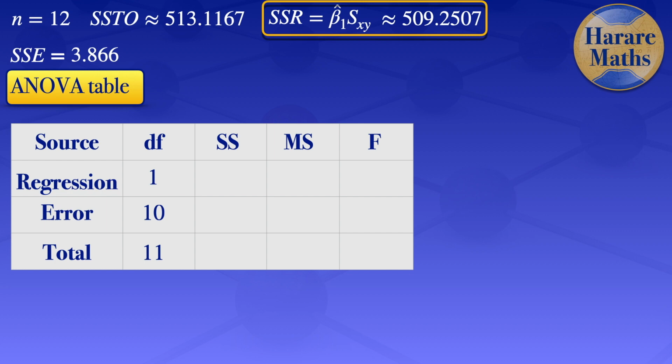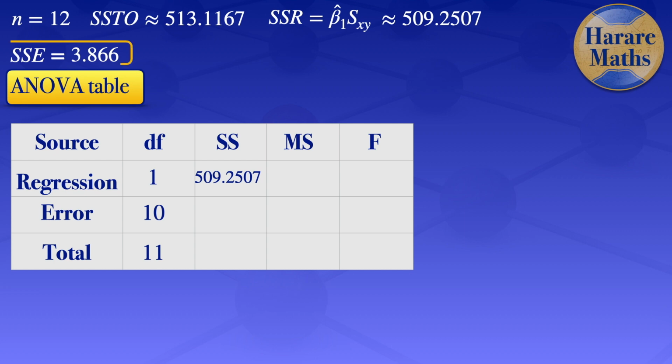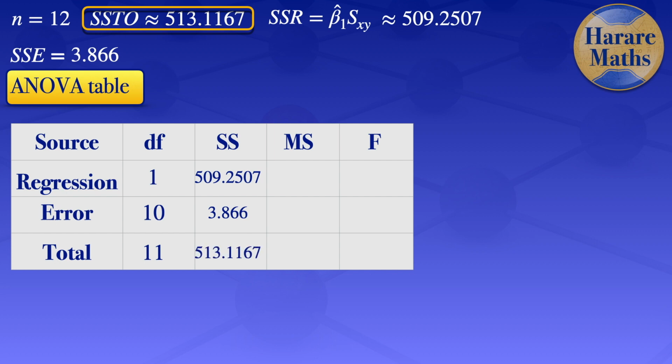Our sum of squares regression, we have it there, 509.2507. So I'll put it in the table there. Then the next one, the sum of squares error, we have it there, 3.866. So I'll put it in the table there. Then the sum of squares total is 513.1167. I'll write it in the table there.